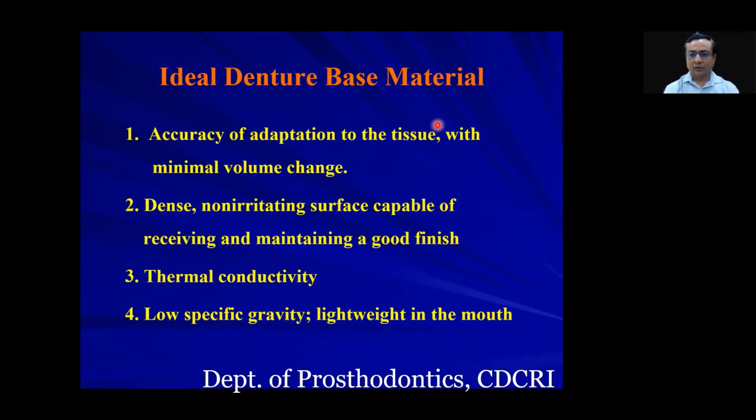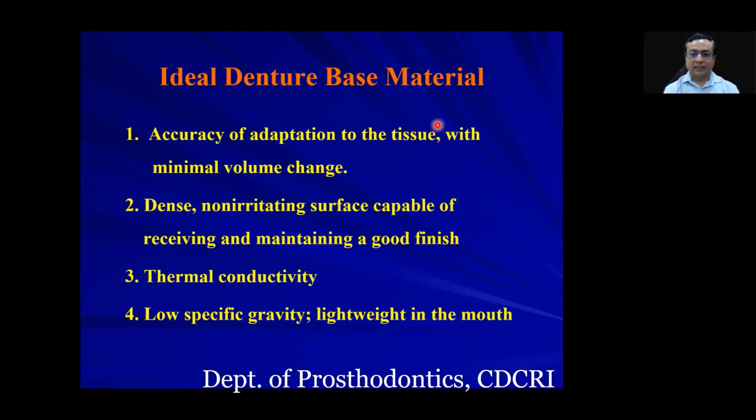So the first important property which every denture base should have is the accuracy of the adaptation to the underlying tissues. Now this accuracy is important because only then will it be able to perform its function. We have already seen the functions of a denture base. Important functions of a denture base are related to the transfer of the functional forces and the retention. So these functions can be performed only when the denture base is perfectly adapted to the tissues without any volumetric changes.